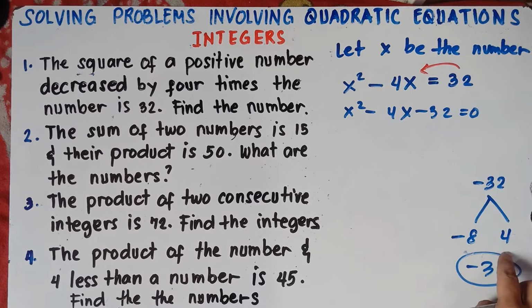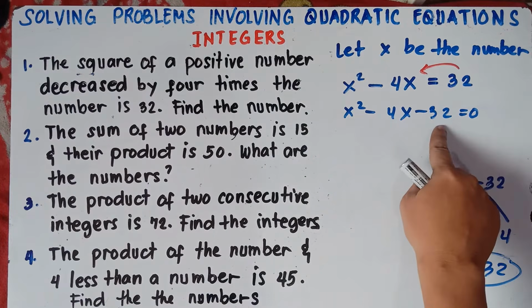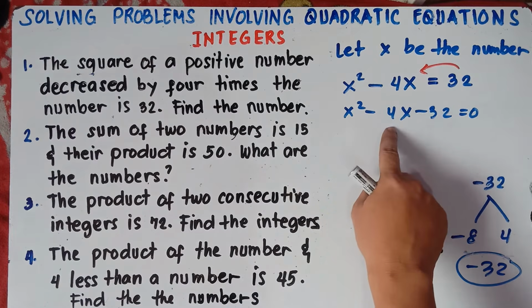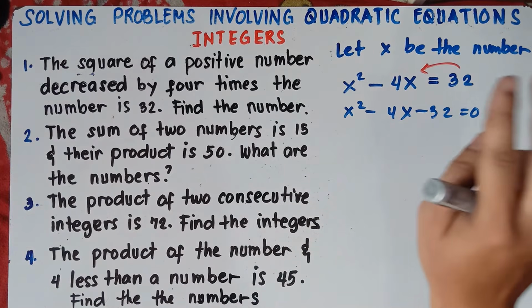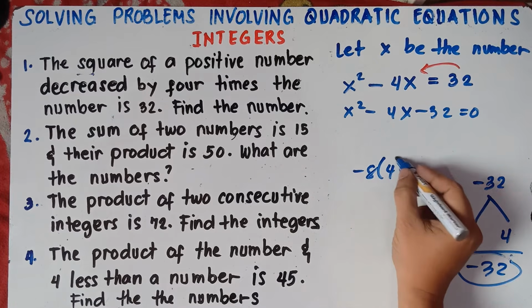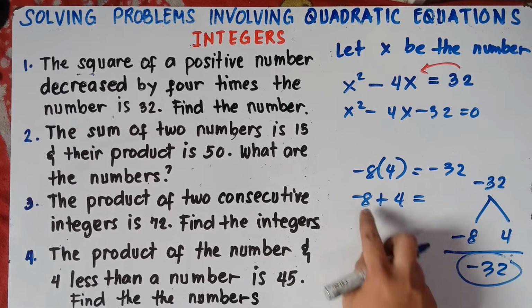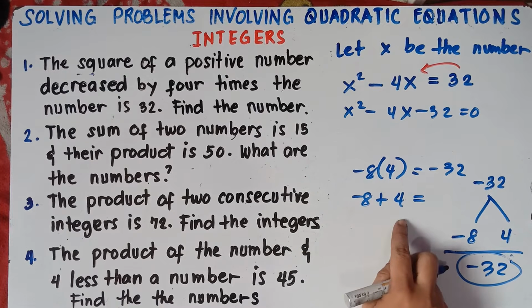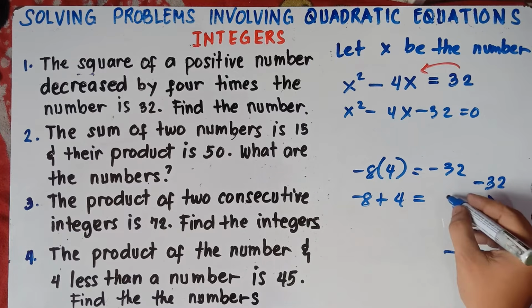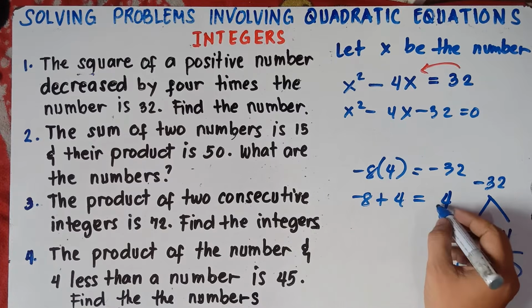You need to find two numbers that when you multiply, you will get negative 32, and when you combine, you will get negative 4. That would be negative 8 and positive 4. If you multiply negative 8 by positive 4, that's negative 32. If you combine negative 8 plus positive 4, the signs are not the same, so you subtract 8 minus 4, that's 4. Then copy the sign of the larger number, that would be 8, so copy the negative sign.